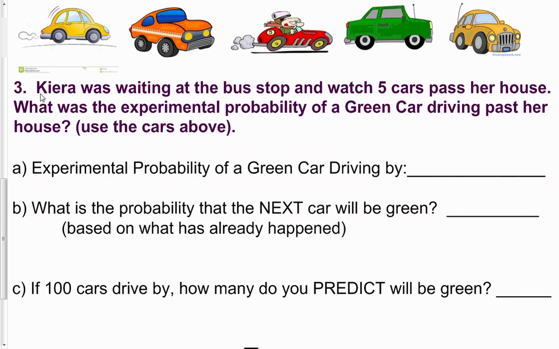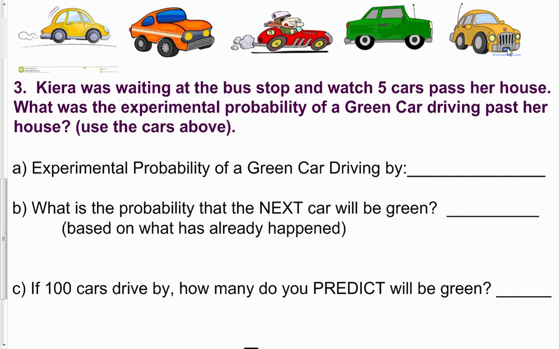Let's read it. So Kira was waiting at her bus stop, and she watched these 5 cars drive by. She was paying attention to what color they were. So my first question is, of these 5 cars that drove by, so that was her experiment, to watch cars driving by, and she wanted to know what was the experimental probability of the car that drives by to be green. So what was the experimental probability of a green car passing her house?